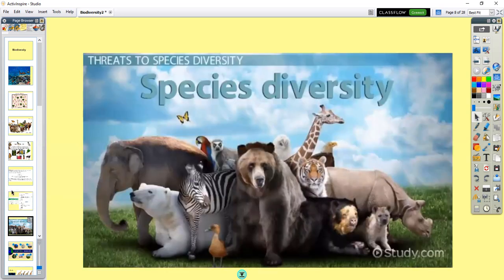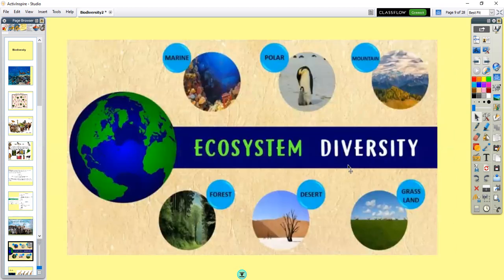Then we go on and talk about species diversity, which is the different numbers of species. You've also got ecosystem diversity, in terms of the different types of ecosystems or habitats. You might have marine, polar, mountains, grassland, deserts, forests, obviously not in the same area, but within the world you have many different types of ecosystems, and some animals and plants are adapted to live in those and some aren't.